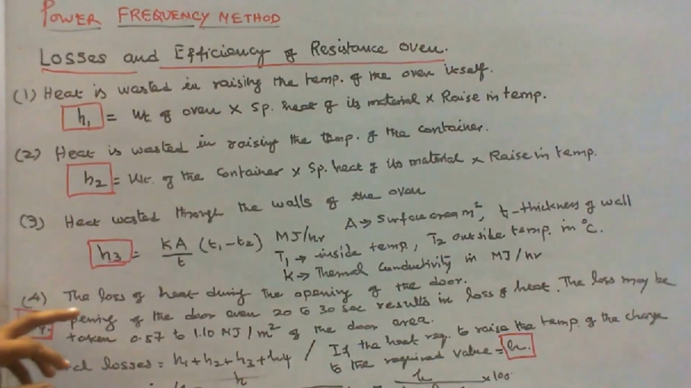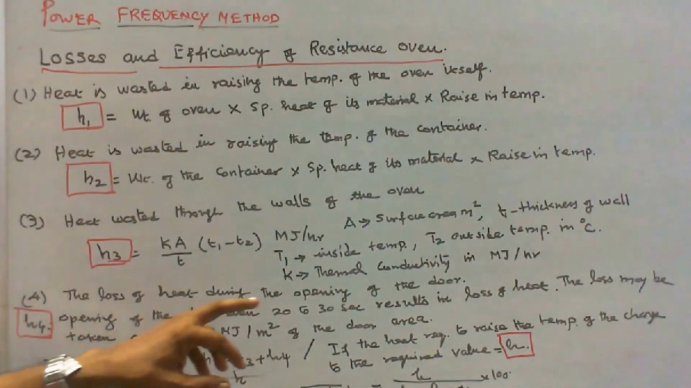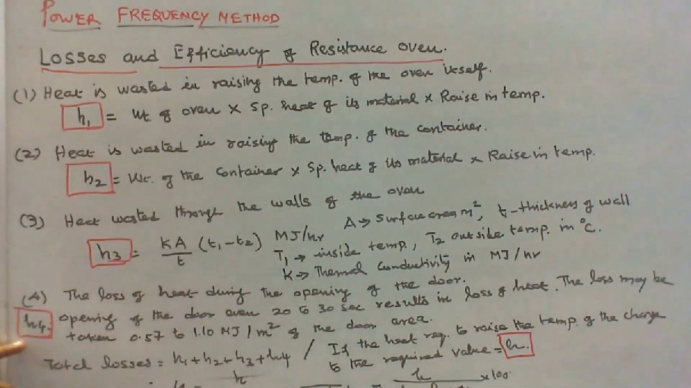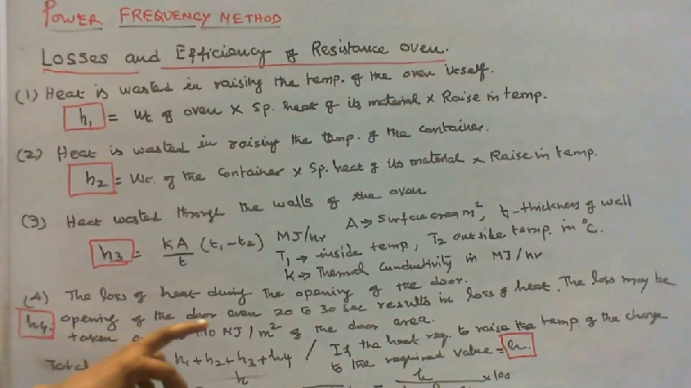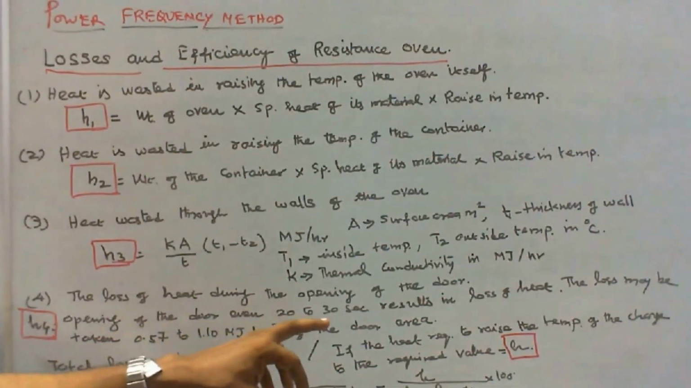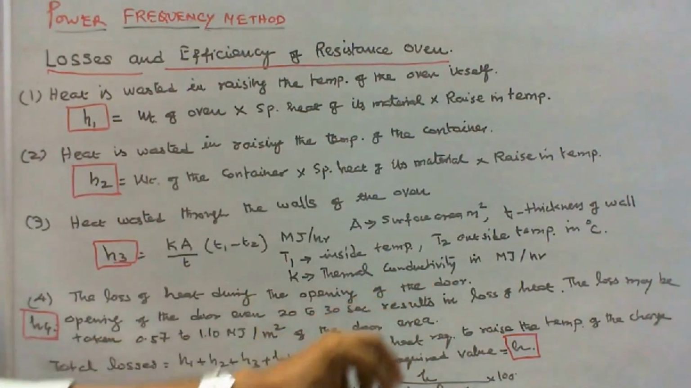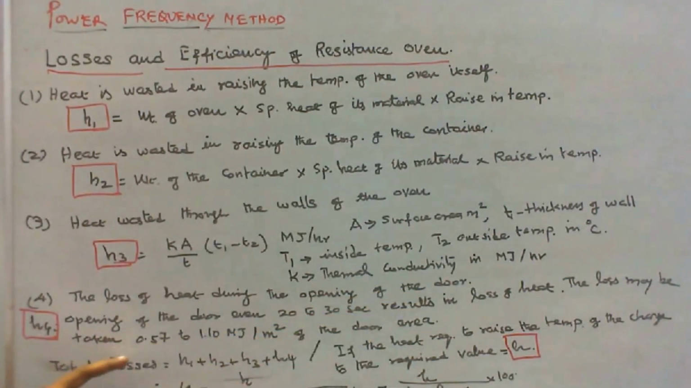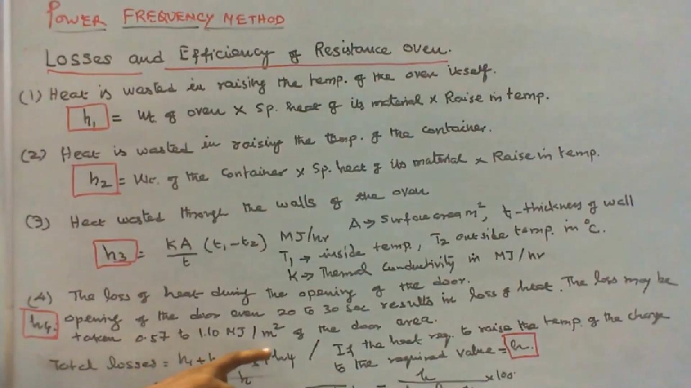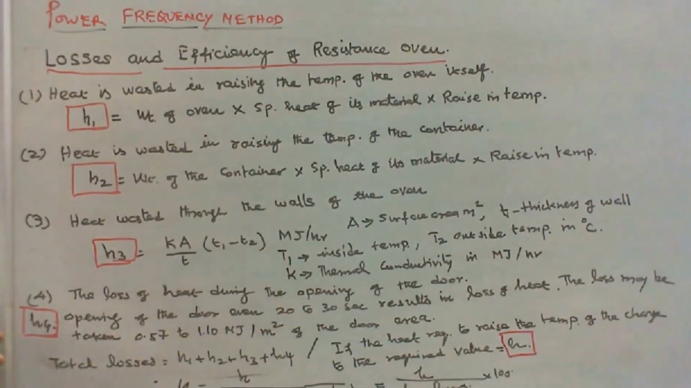Number 4, the loss of heat during the opening of the door. H4: opening of the door even for 20 to 30 seconds results in loss of heat. The loss may be taken as 0.57 to 1.10 megajoules per meter square of the door area, that is H4.